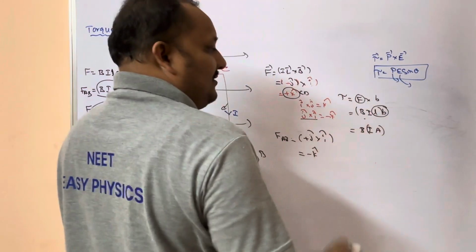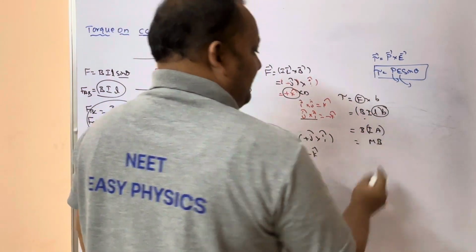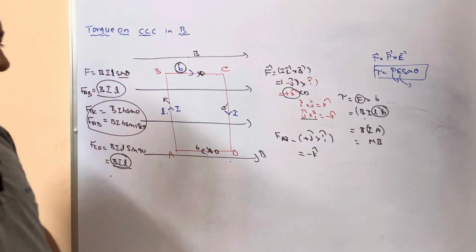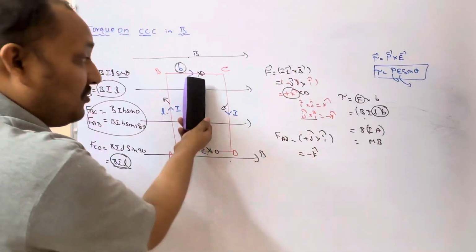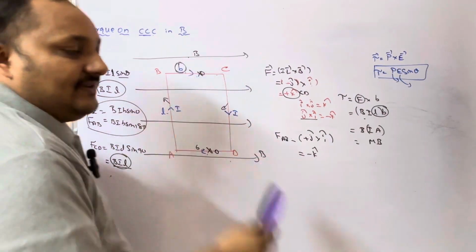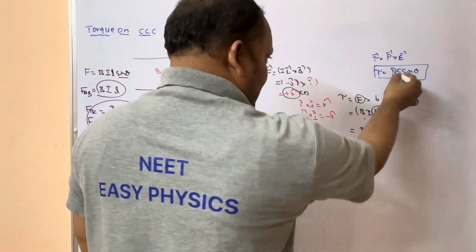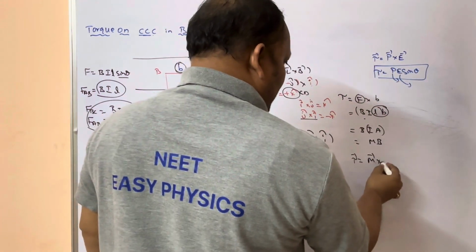BIA. I into A. That is only MB. So here we have taken perpendicular, therefore you need to get sin theta. If this loop is making some angle, then you will get theta. Therefore, finally they will write tau is equal to m bar cross b bar.